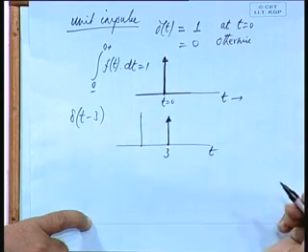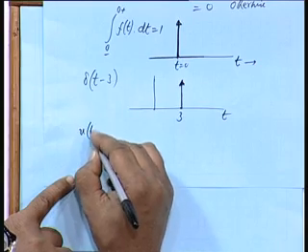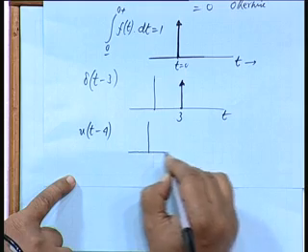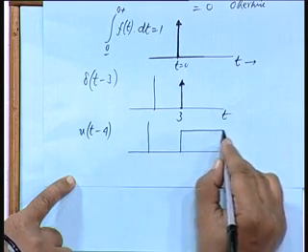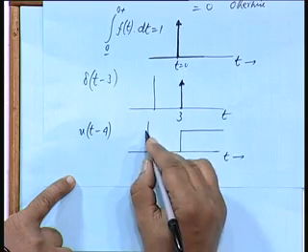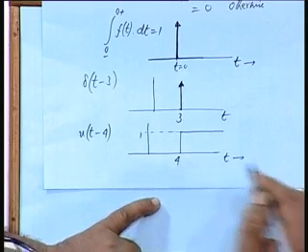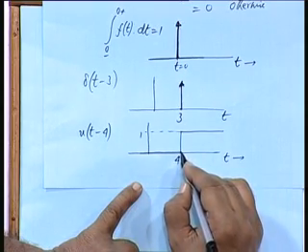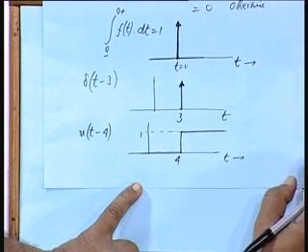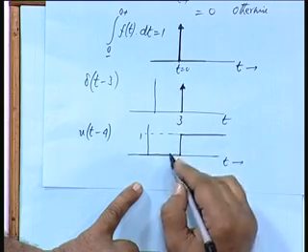this function appears. Okay. Similarly, what will be u t minus 4? It is the shifted version of unit step. Okay. U t minus 4 represents a function which starts after t equal to 4 or at t equal to 4. It is unity after that, before that it is 0.